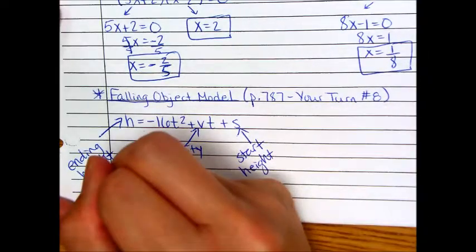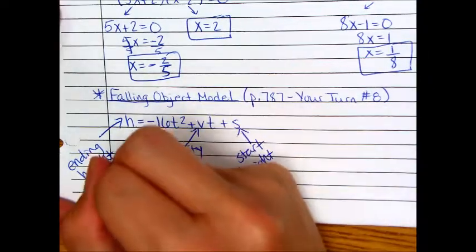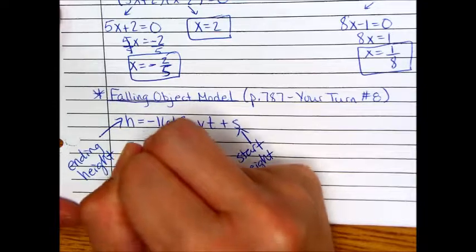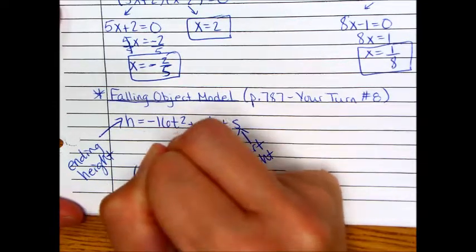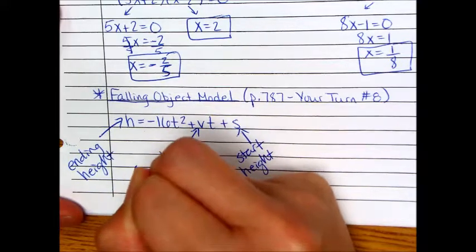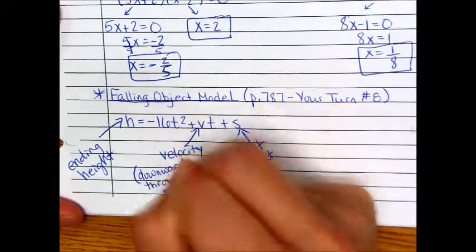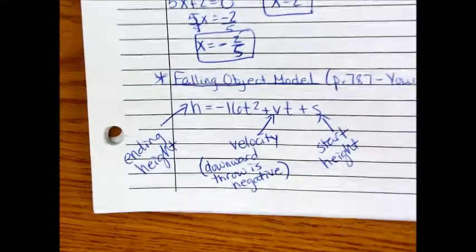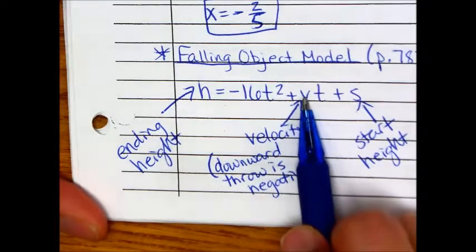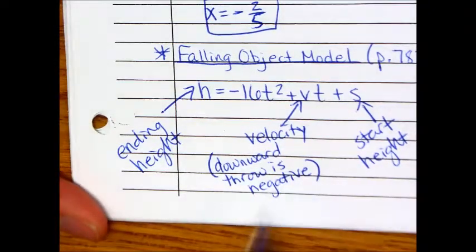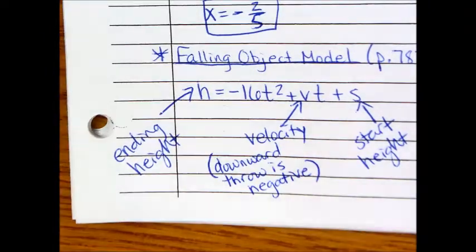Okay, and then I'm also going to put a little note for you. Downward throw is negative. So if you read a problem today about someone that is throwing something downward, then their velocity is going to be a negative number. So get that down and then take a look at page 787, number 8. We're going to read this together and then we'll do that one.